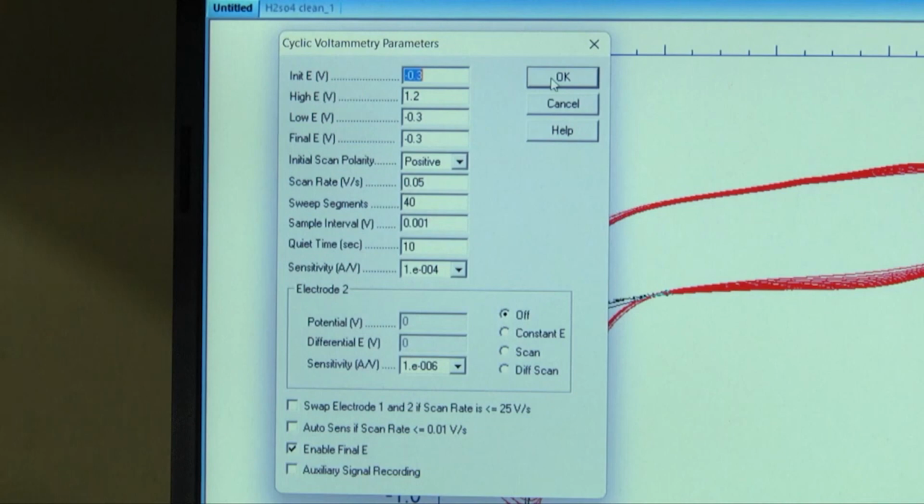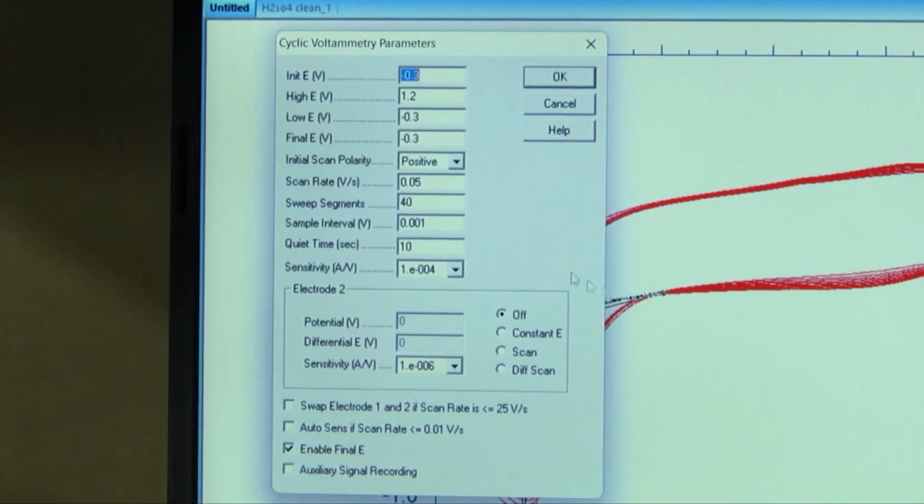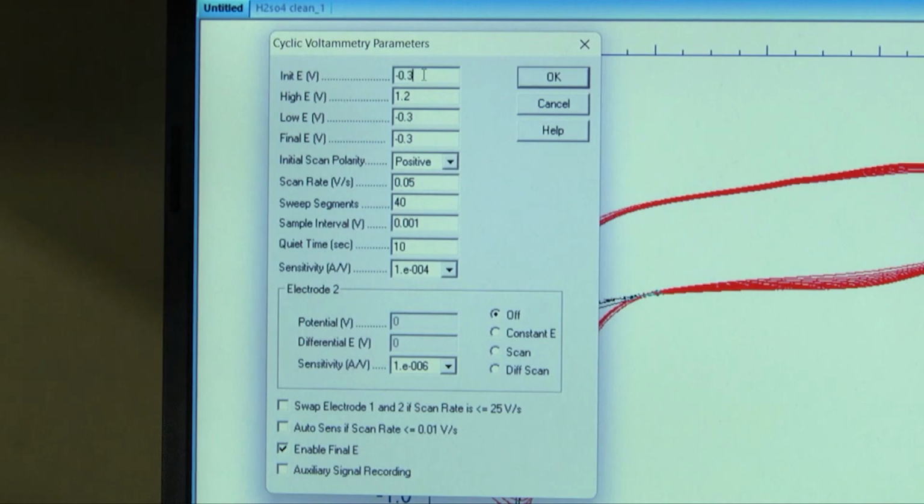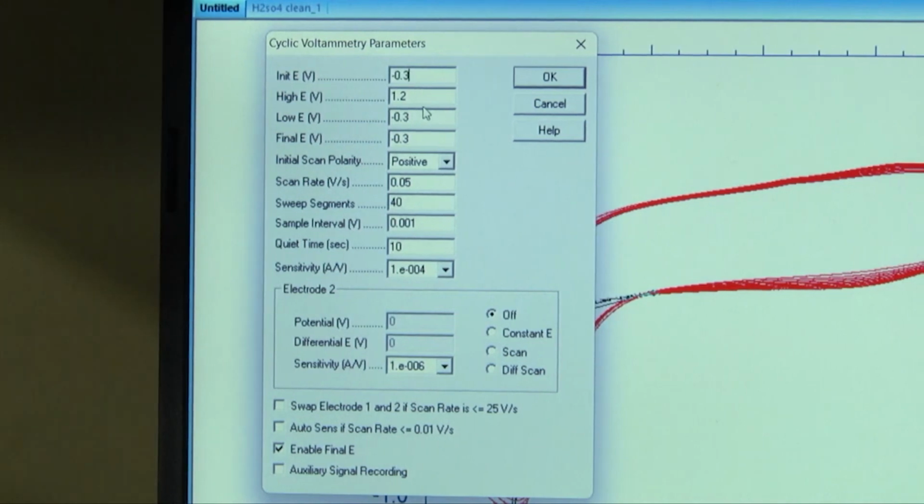So this is the electrochemical pretreatment using cyclic voltammetry procedure, and these are the parameters as you can see, where we had set the potential window from minus 0.3 to plus 1.2, and we shall be performing the electrochemical cycling for almost 20 cycles or 40 segments at a scan rate of 50 millivolts per second.